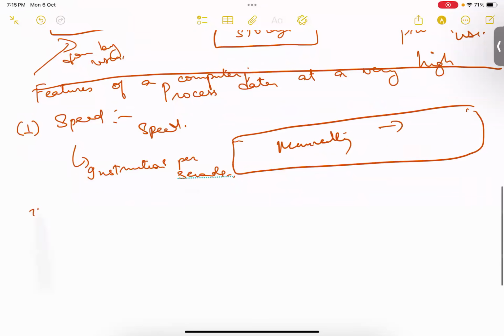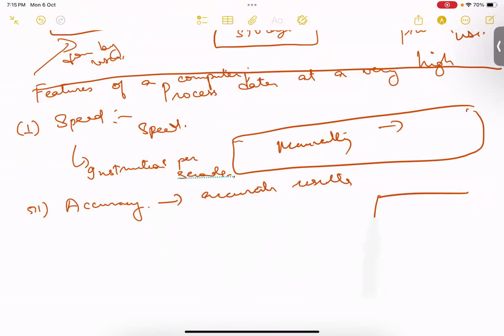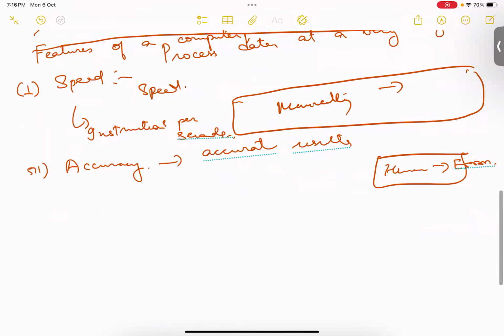Second is accuracy. Computer, as we all know, is a very reliable device because we can get accurate results. Human beings tend to have errors. If a human performs a certain function, it tends to have what is known as human error. But when it comes to a computer system, accuracy is high because the error is low. So another feature that characterizes a computer is accuracy.